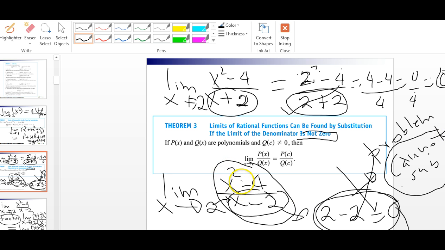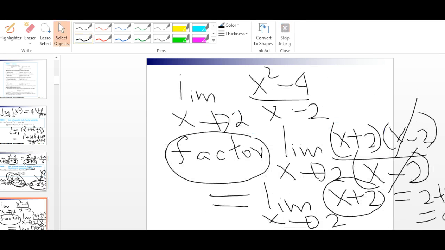So when you have a quotient where the denominator is 0 when you plug in the number, do not plug in. Stop right there. Most of the problems that you will get will be of this type, so be very, very careful. Now let's see how we can handle a situation like that. When the denominator goes to 0, the way out is to factor the numerator and the denominator.